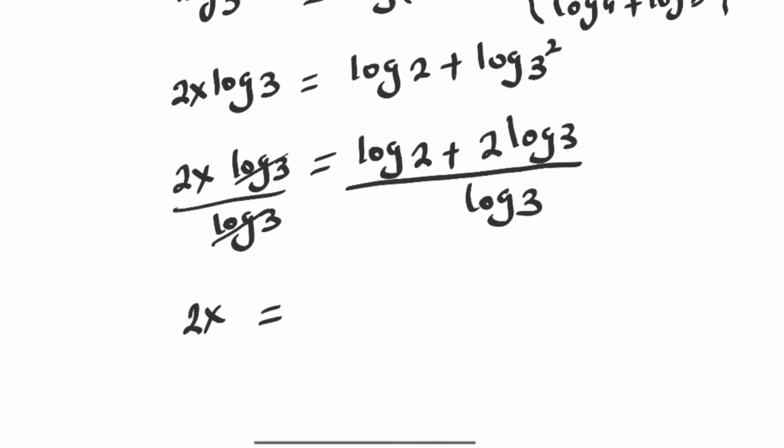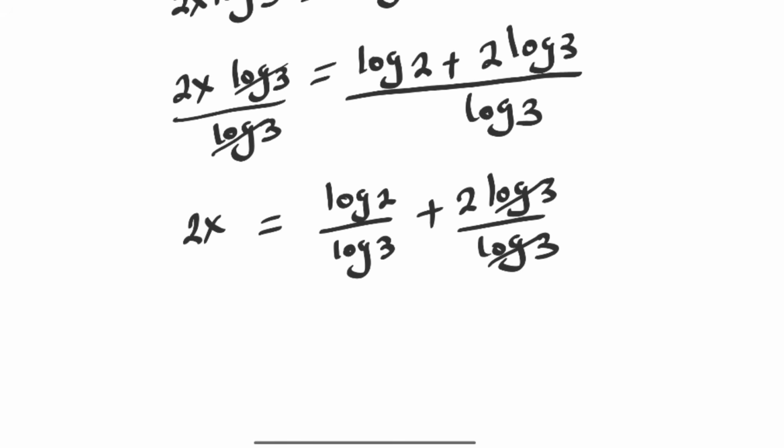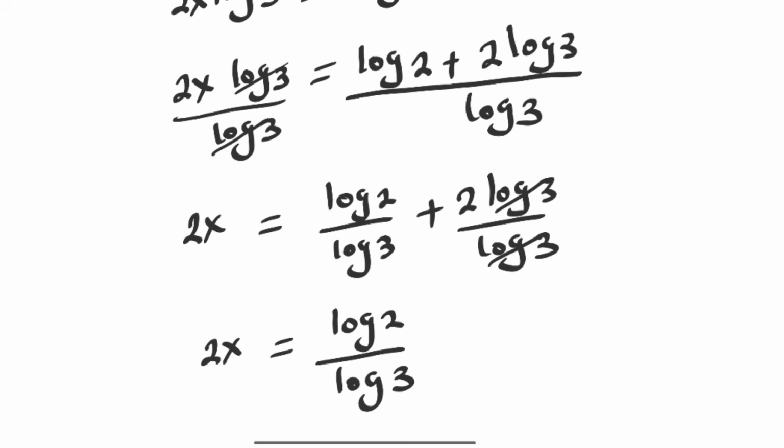2x is equal to log 2 over log 3. If you split this, plus 2 log 3 over log 3. This log 3 cancels this log 3. 2x is equal to log 2 over log 3 plus 2.